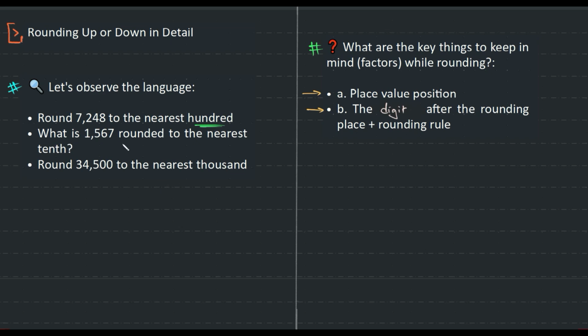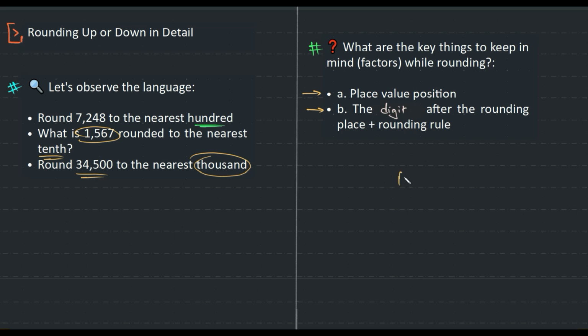Again, here you can see what this particular number is rounded to the nearest 10. So we have the number and we are looking at the place value as well, the position of the digit. This too, we are talking about a particular number to the nearest 1000. So we're looking at the place value and the digits.